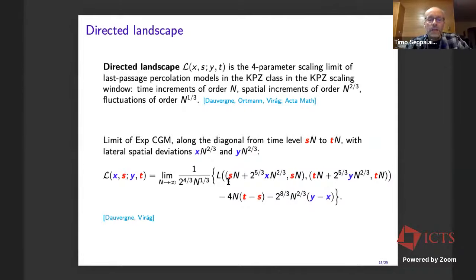Here I'm taking the special case where I'm going along the diagonal. You see, I'm going along the diagonal. That's the time direction. And then from the diagonal, I'm deviating laterally in the space direction on the order n to the 2/3 with these variables x and y. And then you subtract the right things to center it, and then you divide by n to the 1/3, the KPZ exponent, and that's the way that the directed landscape arises.